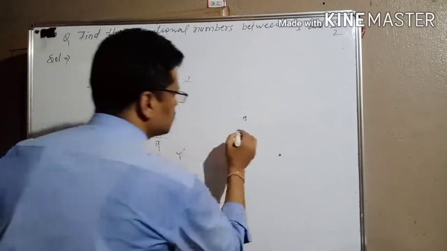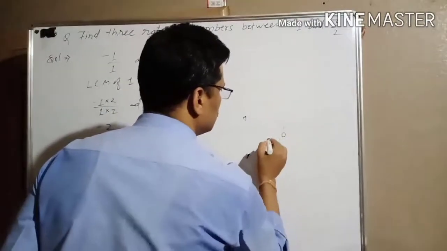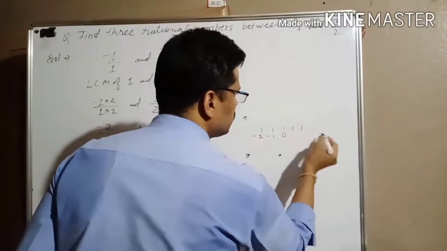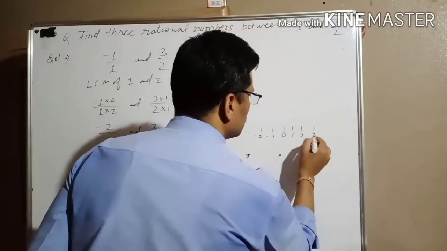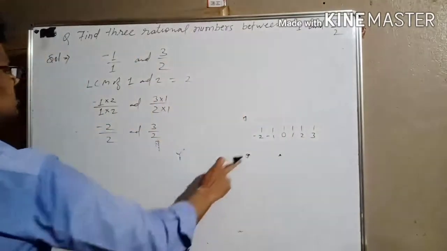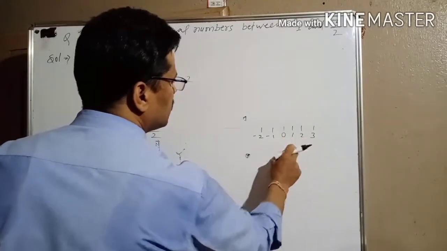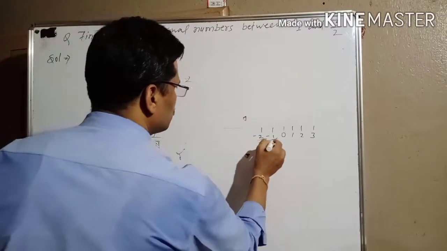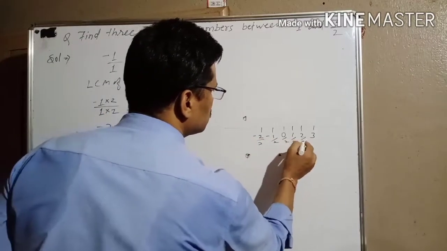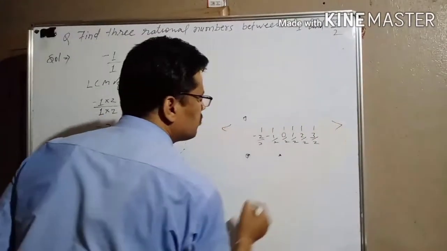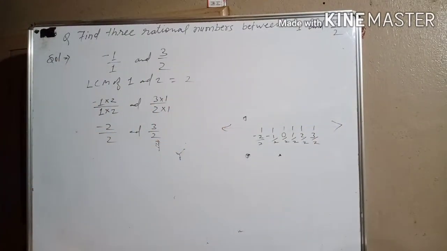If you can't understand, here I will show you. Here 0, 1, 2, here -1, -2, here 1, 2, and here 3. Total how many numbers are lying between -2 and 3? Here 1, 2, 3, 4. We want to write any 3, upon 2, all having denominator 2. With the help of this, you are able to understand that you can write any three rational numbers between them.